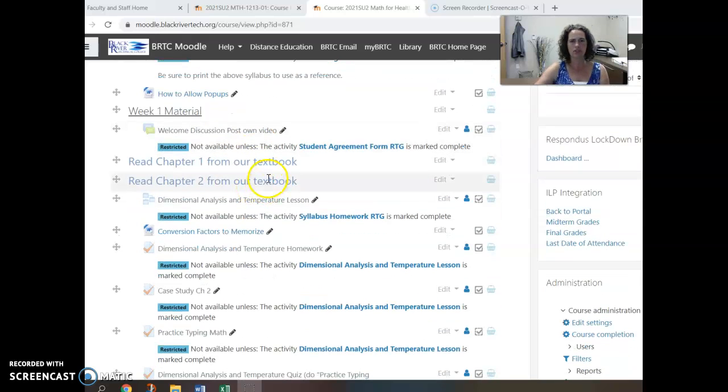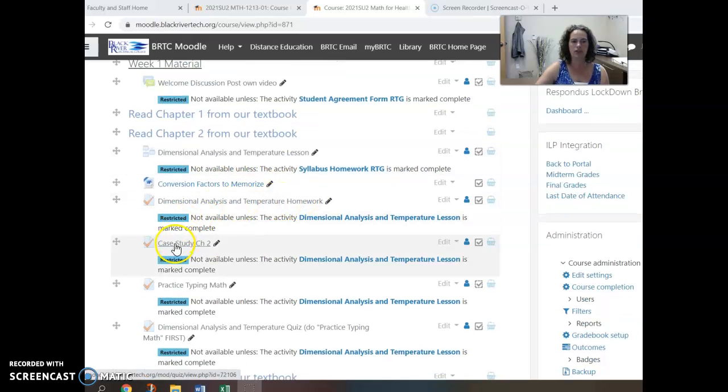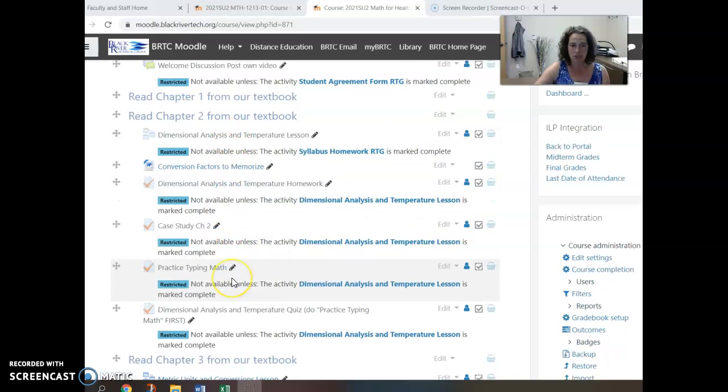Now, chapter two will start the good stuff. So read chapter two in your textbook, and then we will have a lesson, a homework, a case study, and a quiz. Okay. Now, again, at the beginning of the semester, I do also have a practice typing math assignment in there for you, just so you can get used to using the computer to do these things. And there are some conversion factors that you need to print, memorize, and put on some note cards. You've got to get them memorized quickly. Okay. So that's all for chapter two.